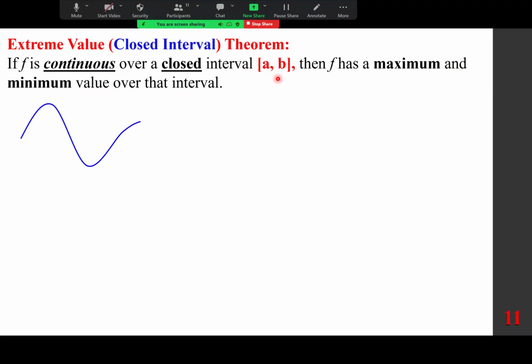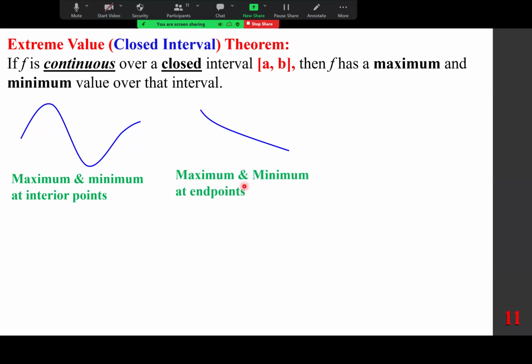In a case like this, the absolute max, which is also a local max, and the absolute min, which is also a local min, occur at interior points of the graph, somewhere between a and b. In another case, we have an absolute max and absolute min at the endpoints, but we don't have a local extreme, so it's a closed interval and it happens at the endpoints. Or the absolute max at an interior point, which is also a local max, and the minimum at an endpoint.